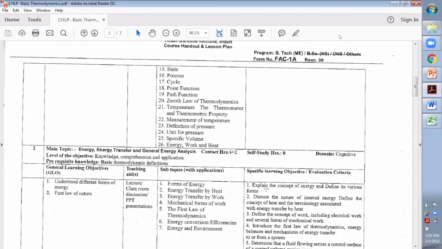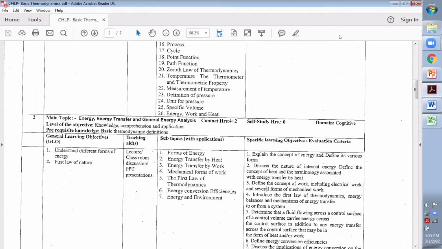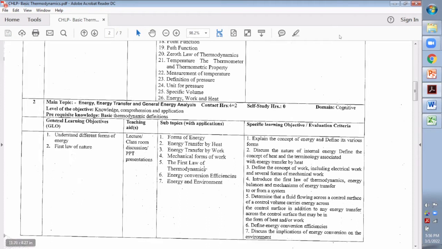In topic number 2, called energy transfer and general energy analysis, we'll try to understand the different forms of energy: kinetic energy and potential energy. Then the 2 main forms of energy called heat and work. So energy transfer by heat and energy transfer by work, and mechanical forms of work. Then, most importantly, the first law of thermodynamics and the application of the first law of thermodynamics to the flow system and the non-flow system. This will be covered in topic number 2.